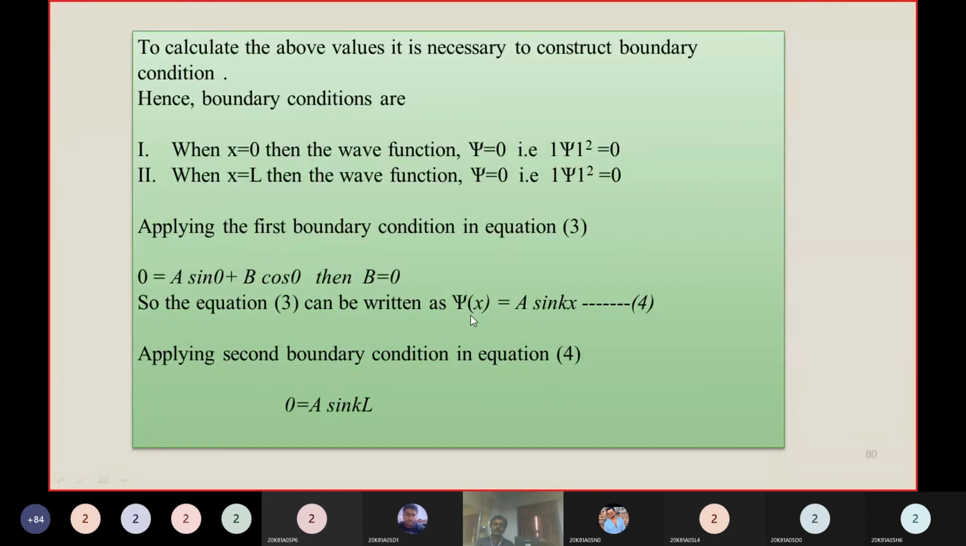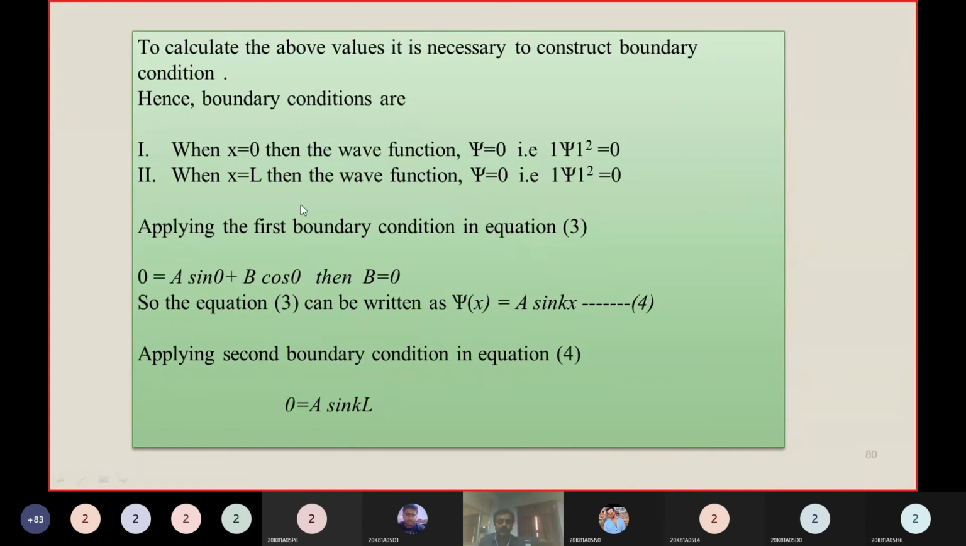Okay, so what we are getting here is psi of x equal to A sin kx. This is the wave function here. We have to calculate the k value as well as the A value. A is a constant and k is a constant. For that, we are applying the second boundary condition.